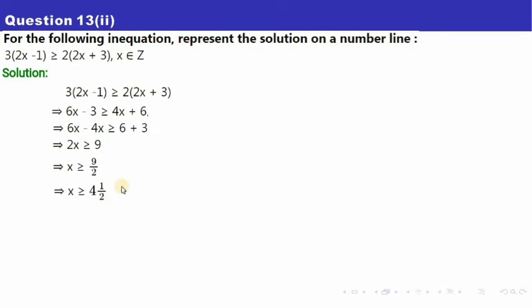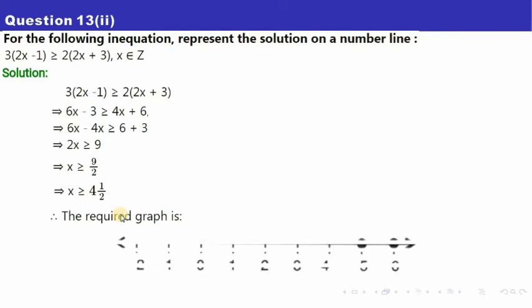So basically you have to plot the integers which are greater than or equal to 4.5. Now since there is an equal to sign, can 4.5 be my answer? No, right? Because 4.5 is not an integer. Remember, 4 is an integer, but 4.5 is not an integer. So the required graph looks somewhat like this. Let's see where is 4.5. See, this is 4.5, isn't it? So 4.5 will be somewhere over here.